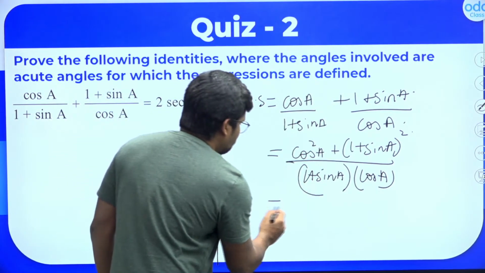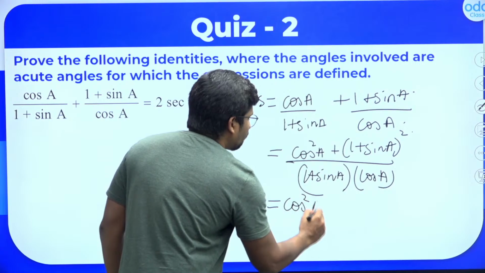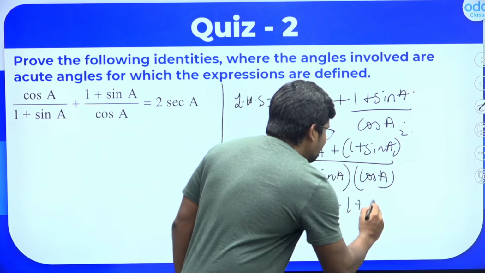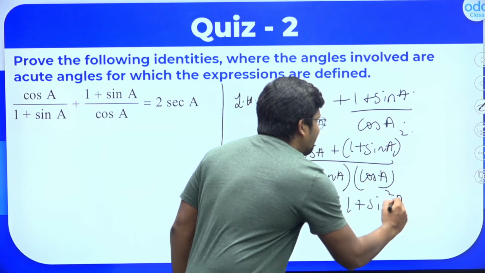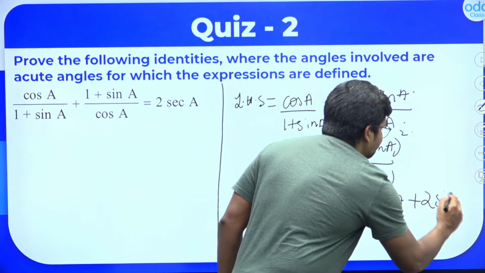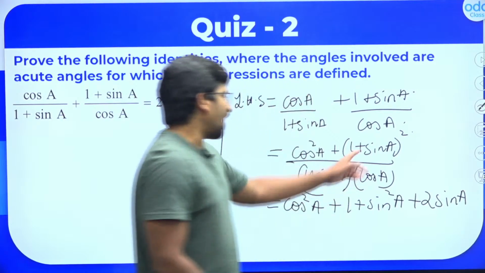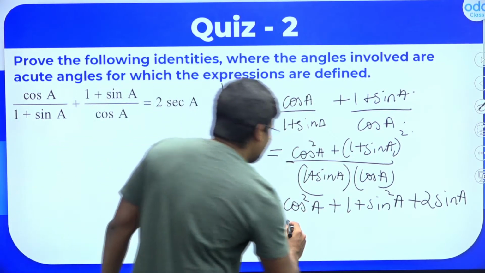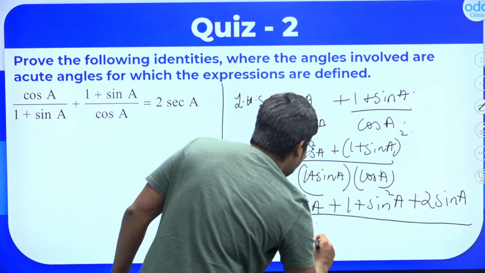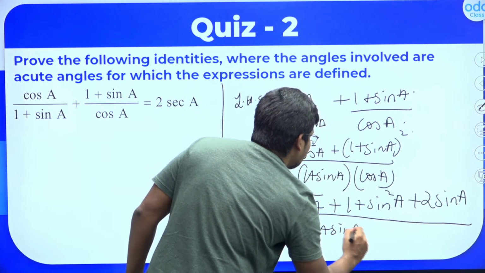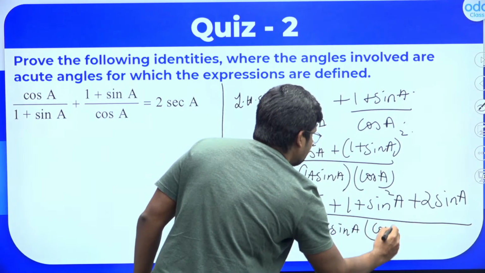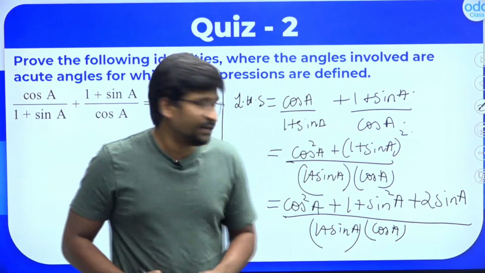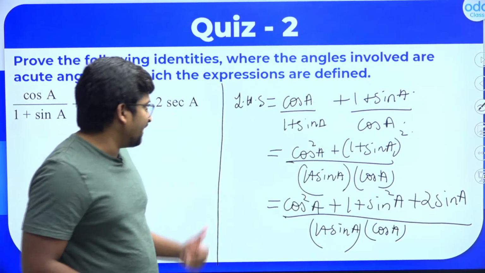So this is equal to cos square A plus (1 plus sin A) whole square, which is 1 plus sin square A plus 2 sin A. You can fairly write it like this, applying (a plus b) whole square: cos square A plus 1 plus sin square A plus 2 sin A, whole divided by (1 plus sin A) into cos A. This is what we are currently having. So let's see what can be done further here.